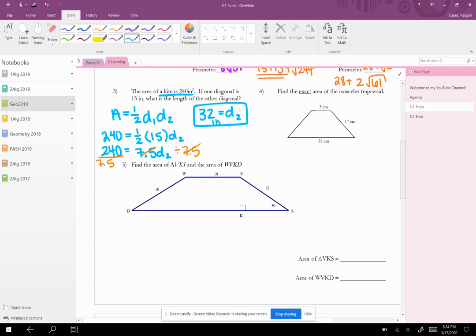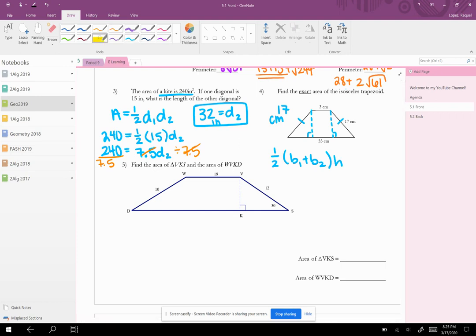Okay. I'm not going to completely go through number 4, but I am just going to go ahead and set that up for us. So in number 4, find the exact area of the isosceles trapezoid. An isosceles trapezoid is just one where the legs on the sides here are congruent. So if one side is 17 centimeters, that means the other one is also 17 centimeters, okay? Now, from there, we are going to need our height. And the reason is because if we're looking for the area in a trapezoid, this is your formula. So it's 1/2 times base 1 plus base 2 times the height.